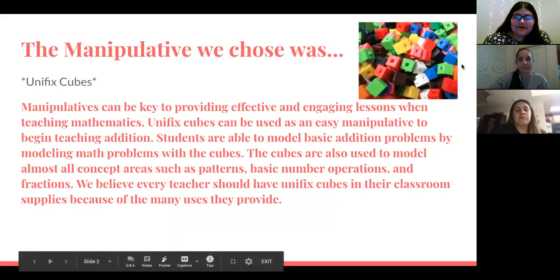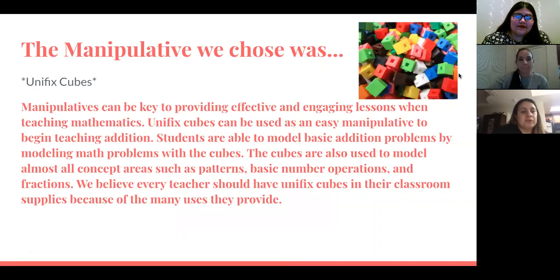The manipulative we chose was the Unifix cubes. Manipulatives can be key to providing effective and engaging lessons when teaching mathematics. Unifix cubes can be used as an easy manipulative to begin teaching addition. Students are able to model basic addition problems with the cubes. The cubes are also used to model almost all concept areas such as patterns, basic number operations, and fractions. We believe every teacher should have Unifix cubes in their classroom supplies because of the many uses they provide.